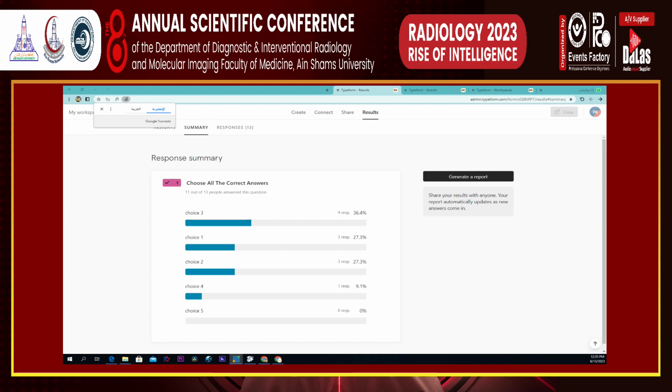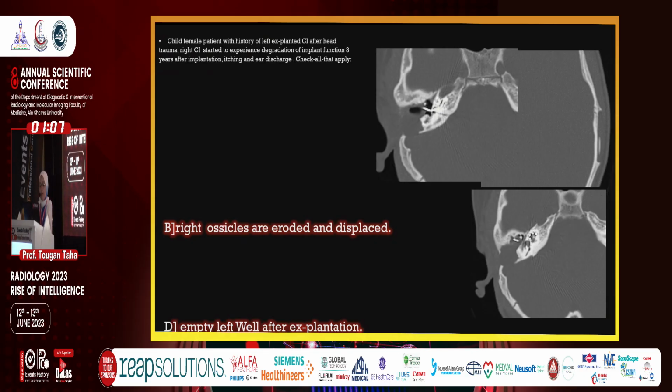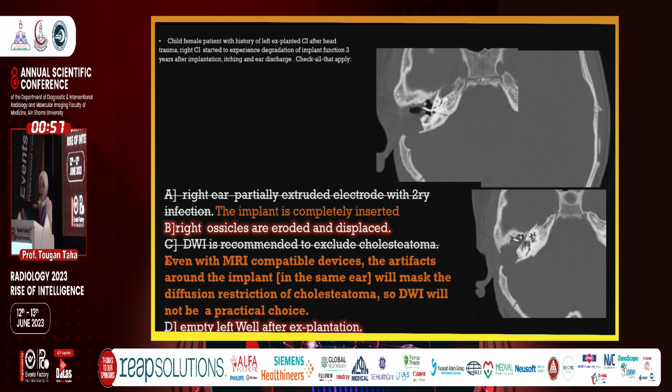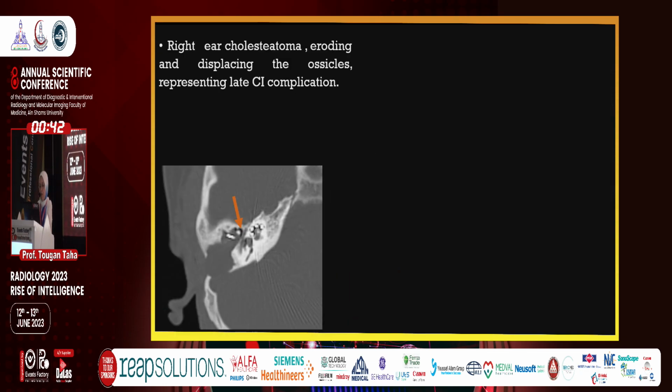The correct answers are right ossicles are eroded and displaced and there is empty left well after explantation. Sentence A is wrong as the implant is completely inserted, and sentence C is wrong. Even with MRI compatible devices, the artifacts around the implant in the same ear will mask the diffusion restriction of cholesteatoma, so diffusion weighted images will not be a practical choice.